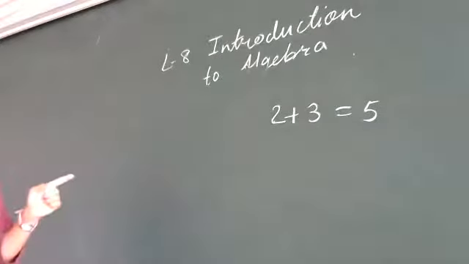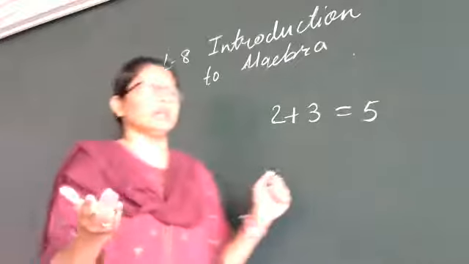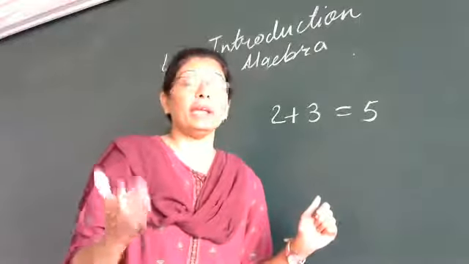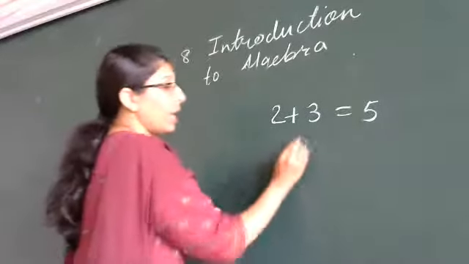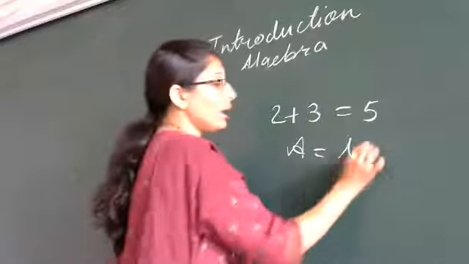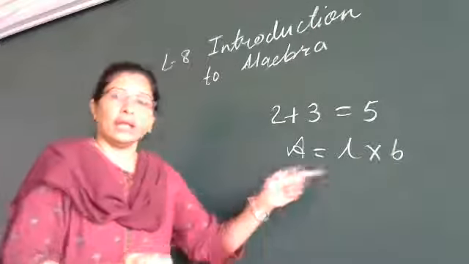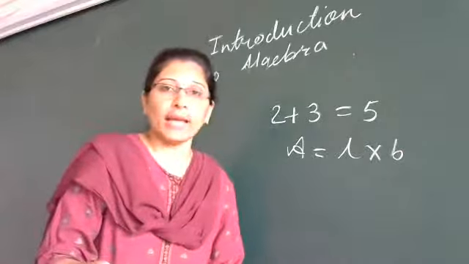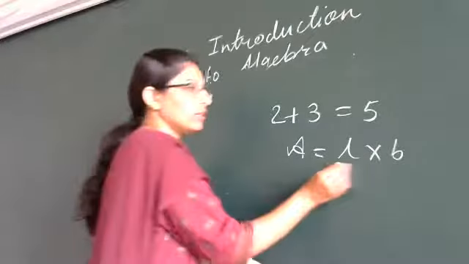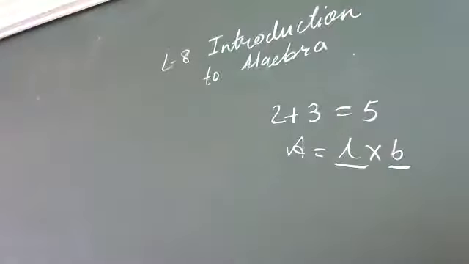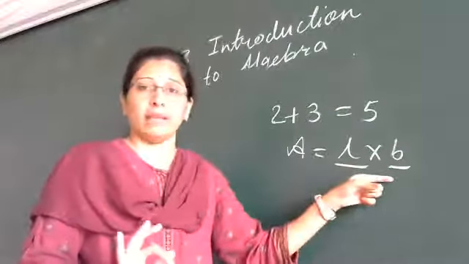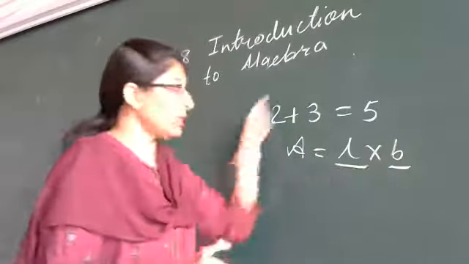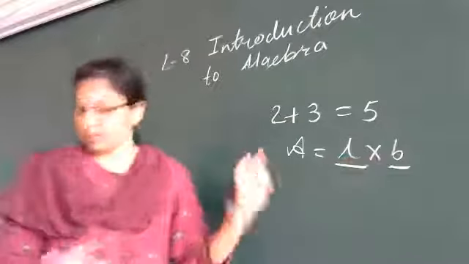Yes, ma'am. Okay. Now, when finding perimeter and area, we know that the area of a rectangle is L into B. L and B don't have exact values. So what are these? These are variables only. They don't have an exact value. So these are variables.